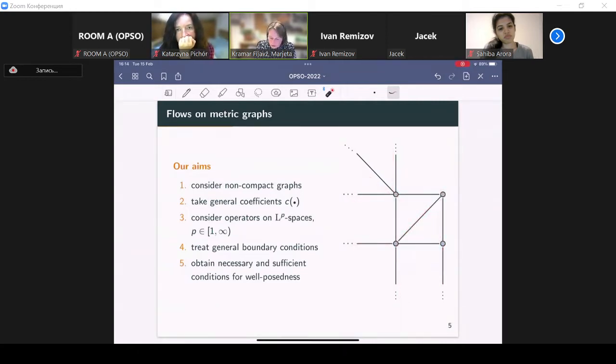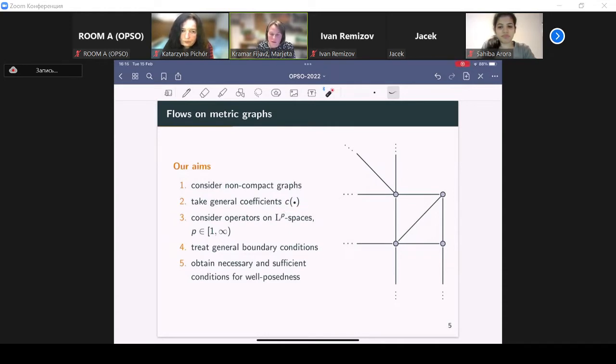Our coefficients will be general. In starting works, usually the coefficients are either constant or rationally dependent, or not dependent, stuff like that. In our case, they are even space dependent. So they're not constant along an edge.